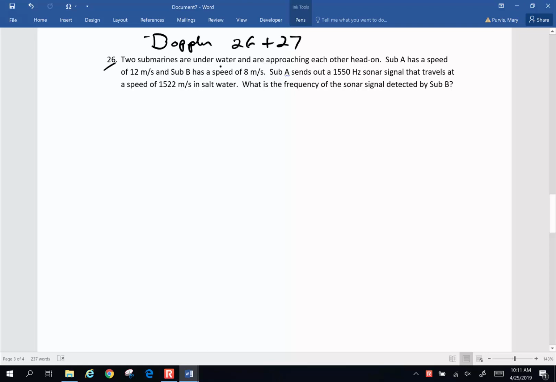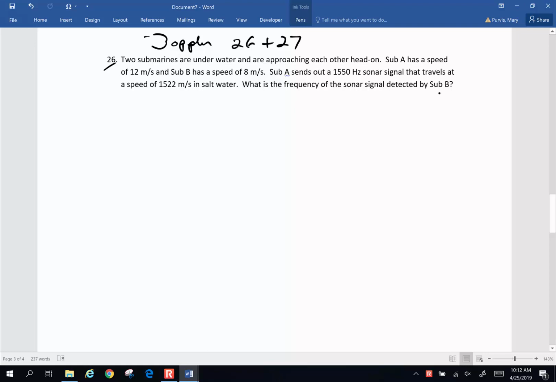Two submarines are underwater and are approaching each other head-on. Sub A has a speed of 12 meters per second. B has a speed of 8 meters per second. A sends out a 1515 hertz sonar signal that travels at a speed of 1522 meters per second in salt water. What is the frequency of the sonar signal detected by sub B?